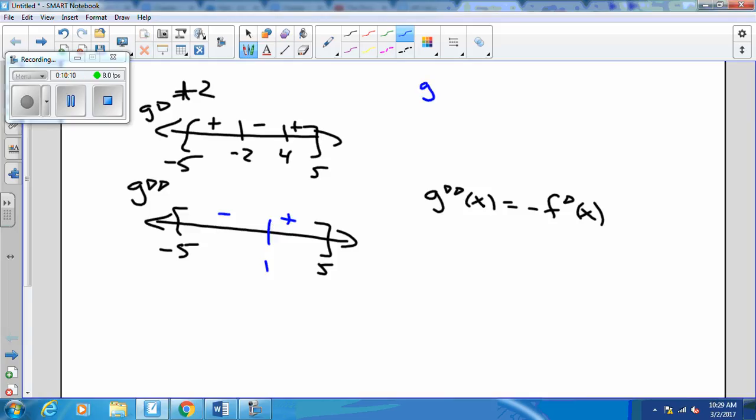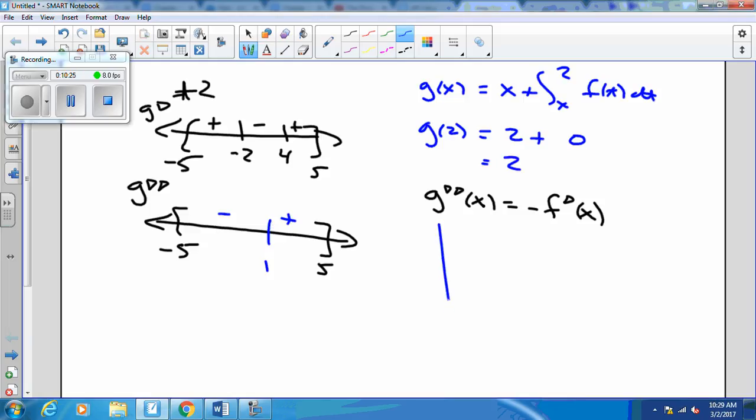Actually, my reference value, so G of x is equal to x plus the integral from x to 2 of f of t dt, is that right? Yes. So G of 2 is going to be 2 plus 0, the integral of 0 width. So this gives me a reference value, 2 comma 2, and I can see that I have a local min at 4, and I have a local max at -2. I can actually find those values.